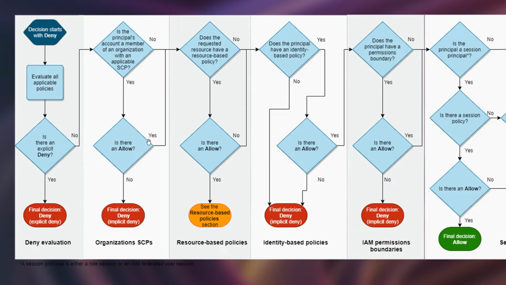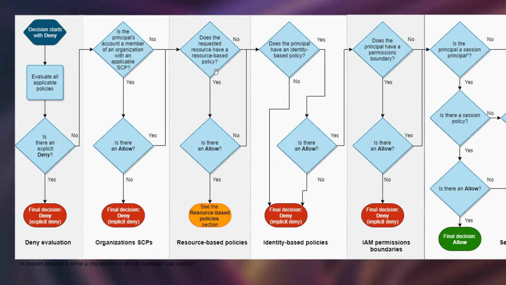So if there is an applicable SCP but there is no allow, then the organizational SCP will have an implicit deny and the final decision will be denied. Else, if there is an allow, then it will check, or if this condition also fails, then it comes to this condition where it checks, does the requested resource have a resource-based policy? So it will check whether the request has a resource-based policy there.